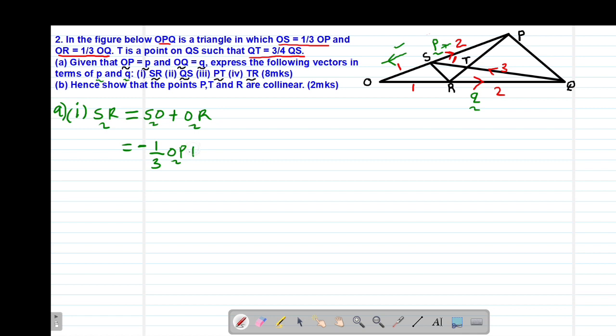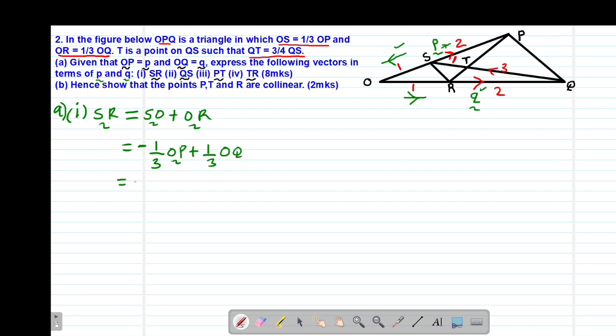Then I'm going to add OR. So OR is moving in this direction, which is the same direction with this, hence it will be a positive. So OR, its ratio is 1, so this will be 1 divided by the total ratio, which is 1 plus 2, which is actually 3, of the vector OQ. So they are moving in the same direction with the vector OQ, hence the positive.